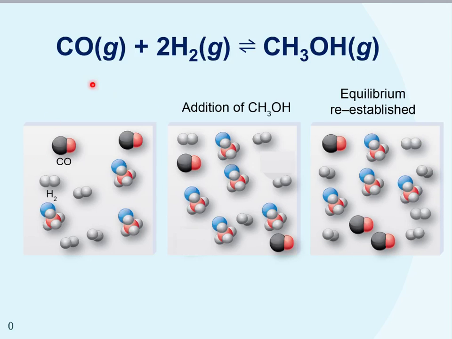So here in the first panel and in the last panel, we are at equilibrium in both of those. This is representing the change that happened. And so even though we have different amounts of carbon monoxide, methanol, and hydrogen in the first and third panels, we are still at equilibrium because our equilibrium ratios are reestablished.